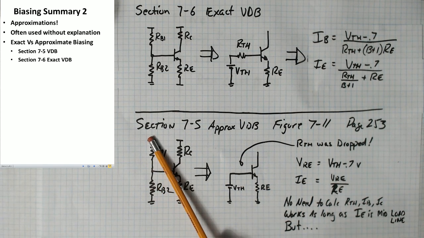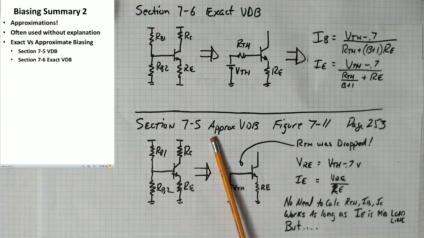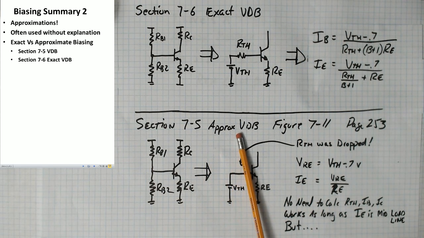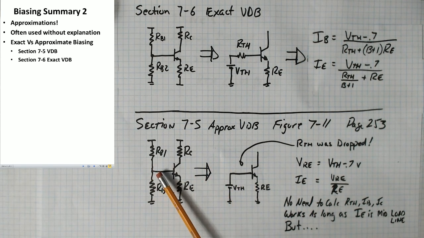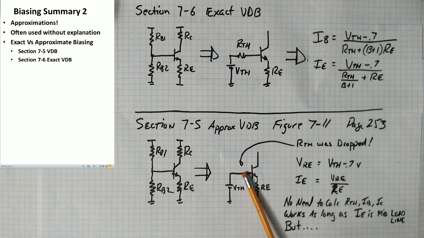However, in section 7.5, he starts off talking about approximate VDB. And what he does is he does the voltage divider here to find out what the voltage at this point on the base is. And then he connects that straight to the base of the transistor. So he has dropped RTH entirely. This is an approximation. Because he picked the values, he knows that he can do that without checking.